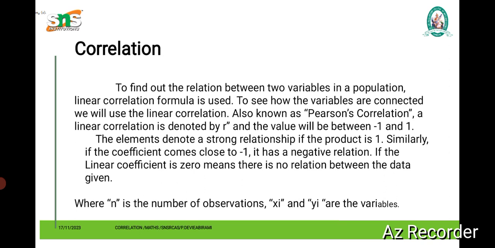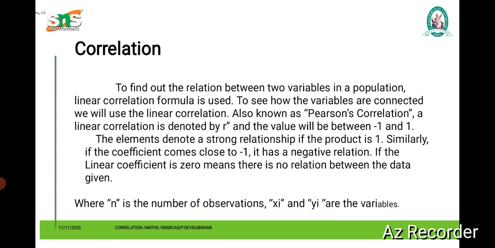To find out the relation between two variables in a population, the linear correlation formula is used. To see how the variables are connected, we will use the linear correlation. This correlation is also known as Pearson's correlation because it was discovered by Pearson. A linear correlation is denoted by the small letter r and the value will be between -1 and 1.